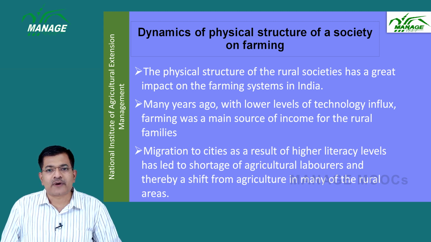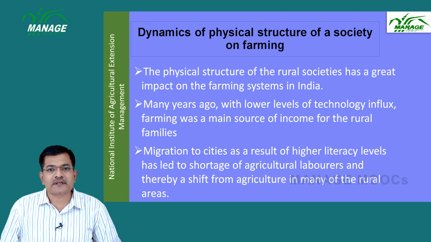Many years ago, when there was no technology influx or a minimum technology influx, farming was the main source of income for rural families. Now, in fact, there is an increasing dilution happening in the towns and the villages and the urban areas, but still the migration is happening as a result of higher literacy levels and as a result of more opportunities of doing a job. And also there is a feeling that agriculture is overpopulated, and therefore sometimes this has also led to a shortage of agriculture laborers. Thereby there is a shift happening from agriculture in many rural areas.